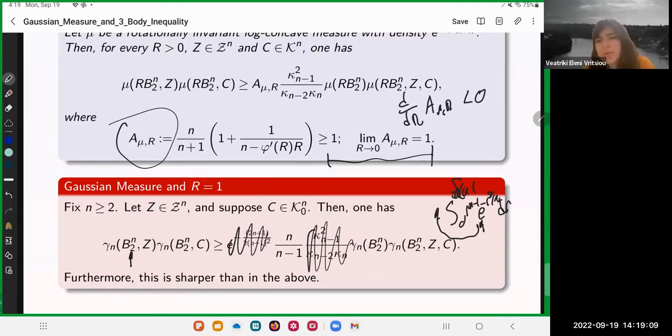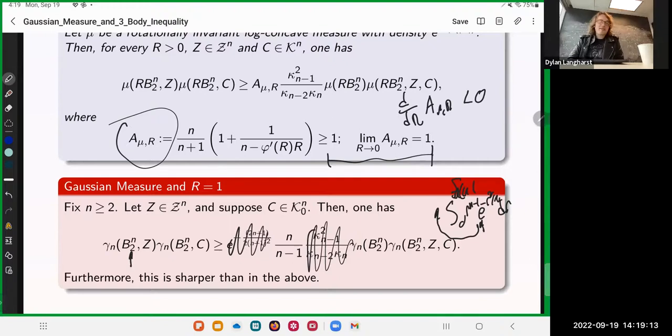Have you tried with the cube or not? We started, and then that's hard to compute. Okay. Yeah.